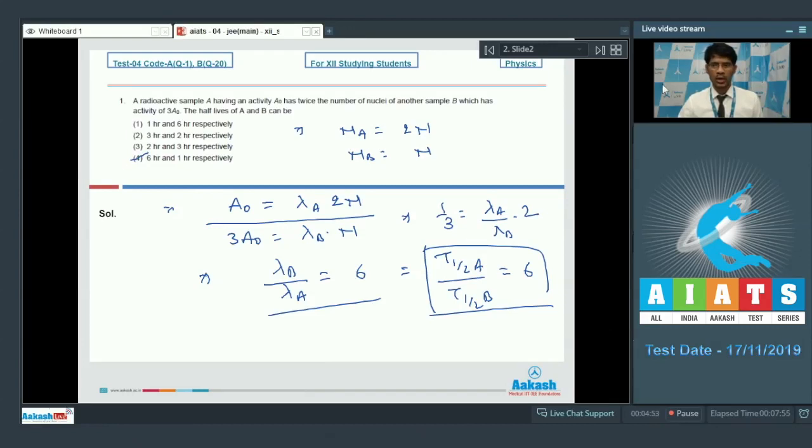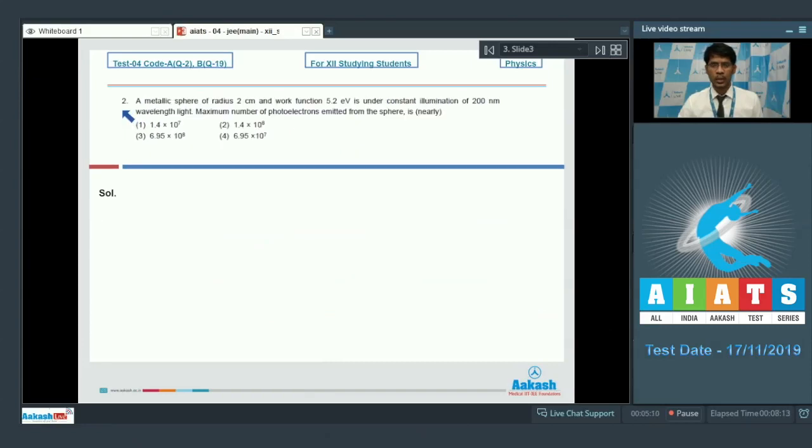Now let's take on question number 2 here. A metallic sphere of radius 2 cm and work function 5.2 electron volt is under constant illumination of 200 nanometer wavelength light. Maximum number of photoelectrons emitted from the sphere is nearly. We need to find out the maximum number of electrons that can be emitted from the metal sphere.